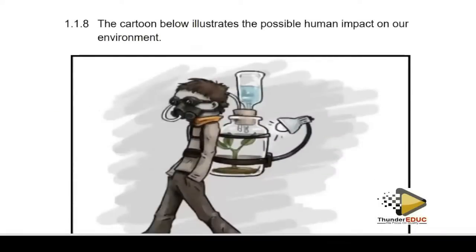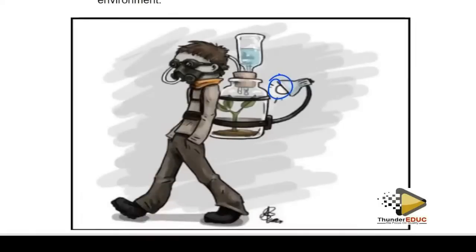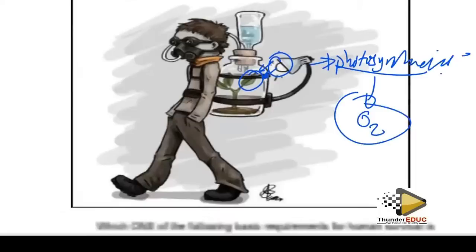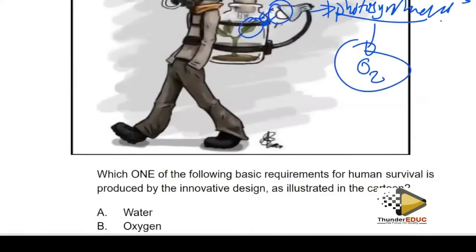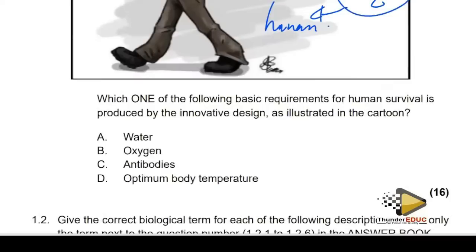The cartoon below illustrates a possible human impact on our environment. Here you see that there is light and there is a plant. The light is striking the plant. I think this is the process of photosynthesis, and the product of photosynthesis is oxygen. Let's go to the question. Which one of the following basic requirements for human survival is produced by the innovative design? Obviously, oxygen is produced. Remember, we humans use this oxygen. Hence, B becomes the most correct answer.